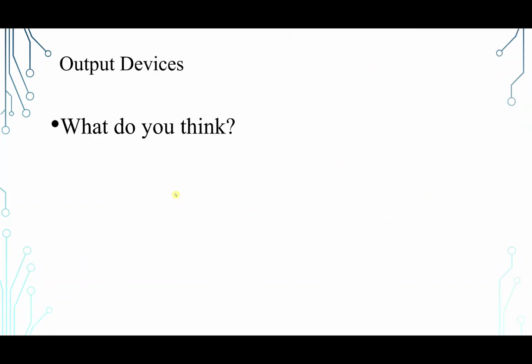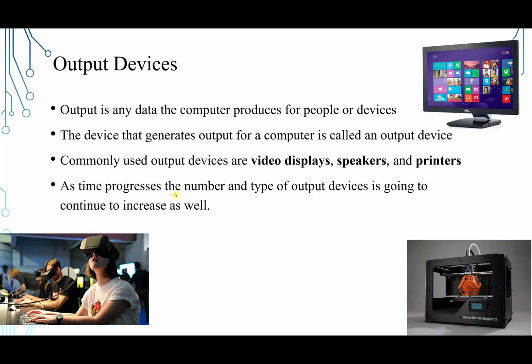Output devices. What do you think about them? Output is any data the computer produces for people or devices. The device that generates output for a computer is called an output device. Commonly used output devices are video displays, speakers, printers, and many others right now. Again, as time progresses, the number and type of output devices is going to continue to increase, just like input devices.